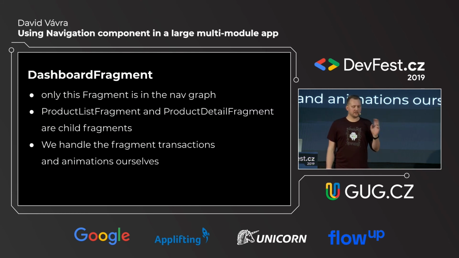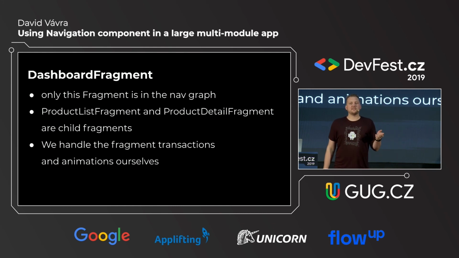we figured out a simple solution, again using normal Android APIs. We actually took this part of the app out of the navigation graph, and we have just one fragment. We call it dashboard fragment, which is part of the navigation graph. And the product list and product detail are normal child fragments, and we are using normal fragment transactions for it because we have such custom animation that we really need to be in tight control.